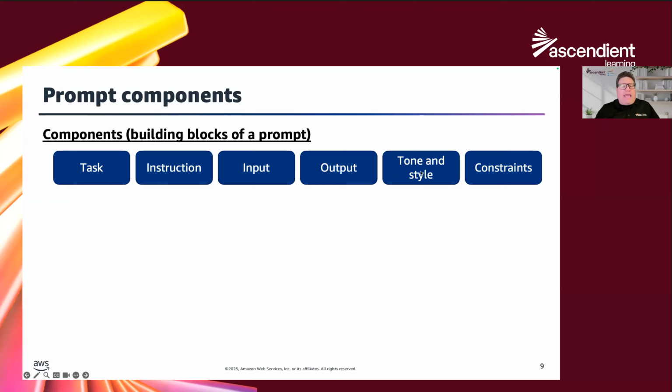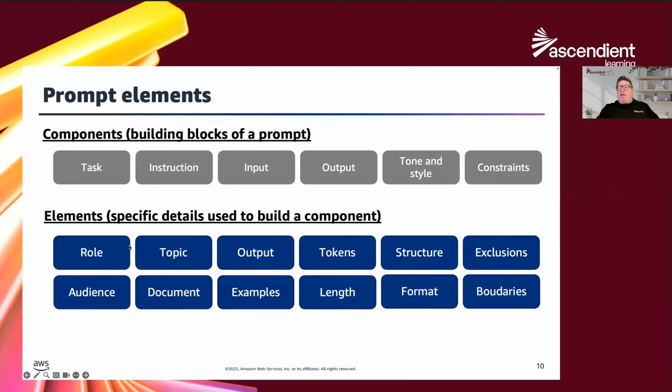Tone and style, again, professional and concise, friendly and conversational. Who's the audience? That kind of thing. And then any constraints that you want, any limitations, restrictions that the model should adhere to, avoid certain topics, you can give it specific guidelines. And then we can go even further and provide even more details in there. What's the role? What persona should the AI be taking on?